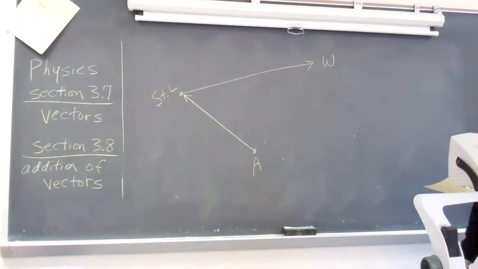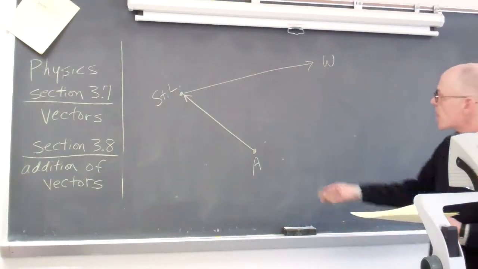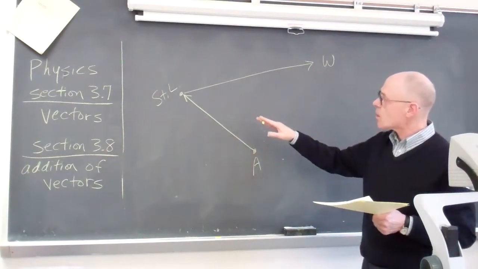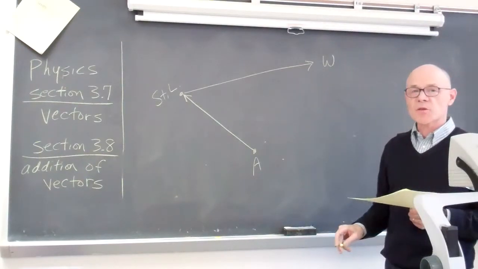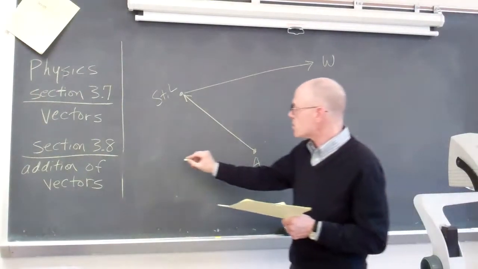Okay. So what we're going to be getting into in this next section 3.8 is looking at how you would add those together and get a result. Just like when we add together 2 plus 2 and get 4, what do you get when you add vectors together? In this case, if you add vectors together, the way we define the answer is we define it as a resultant.